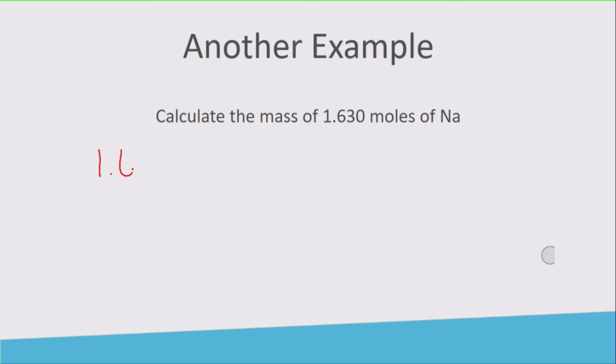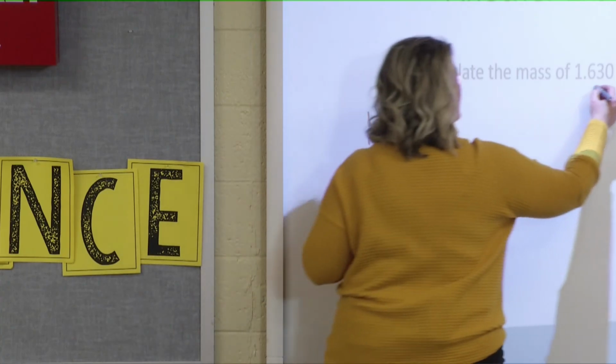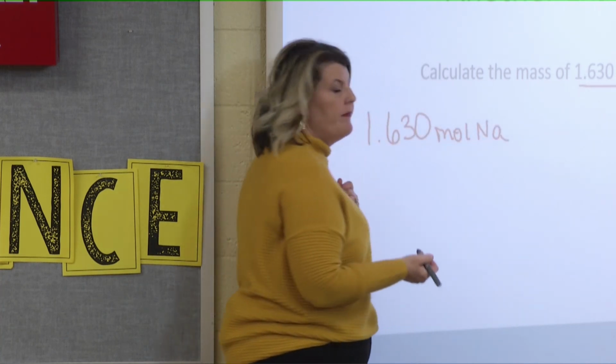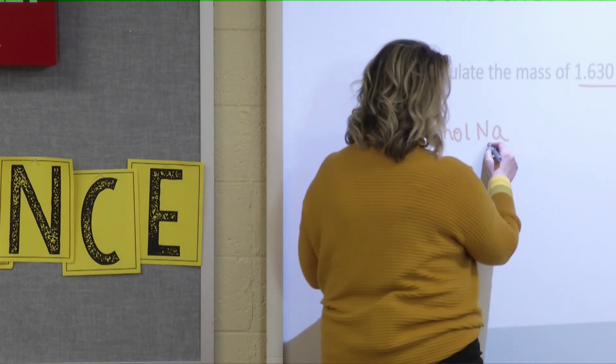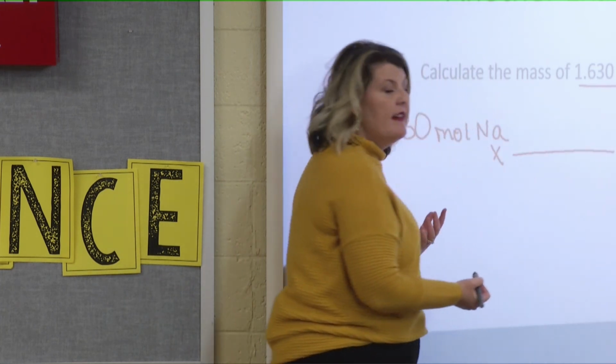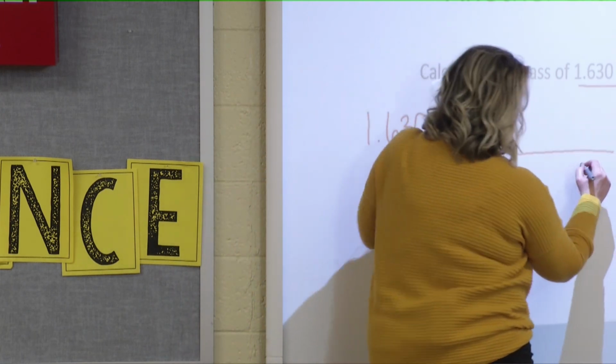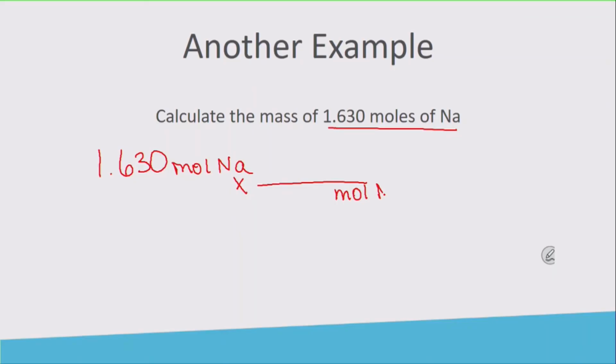So we start with our given, the exact same way that we've done before. 1.630 moles of Na is our given. What do we do after that? You draw an X and a line. After that, same procedure. Take the unit that you're given, put it on the bottom to cancel out. We want moles of Na to go on the bottom to cancel out. What are we trying to get to? This time we're trying to get to mass, and mass is in grams.